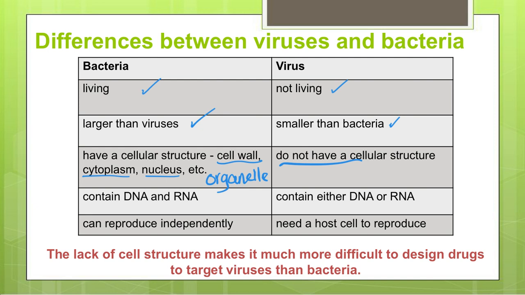Now, bacteria do contain both DNA and RNA, whereas viruses only have one or the other. And bacteria can reproduce independently, whereas a virus requires a host cell to reproduce. So the lack of cell structure makes it that much more difficult to design drugs to target viruses than it does bacteria. That's because of how non-specific a virus is and how little it has for us to be able to target.